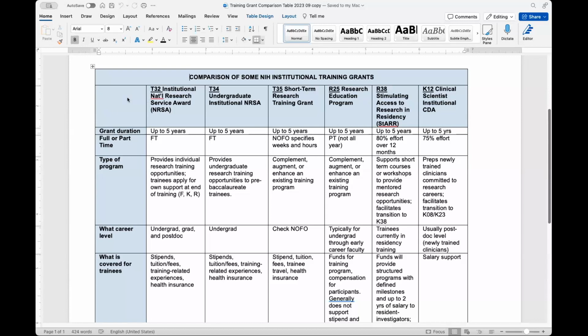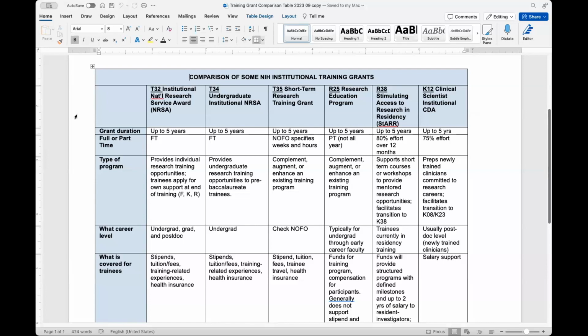So most of you are really familiar with the T32. The difference between the T32 and an F series or a K series or an R series is that the researcher is not the one who applies for the grant on a T32. An organization, an institution like a university or an academic medical center, applies for the T32, and that grant has training slots in it. And then it's at their discretion to fill those slots with people who they feel are appropriate for those training slots.